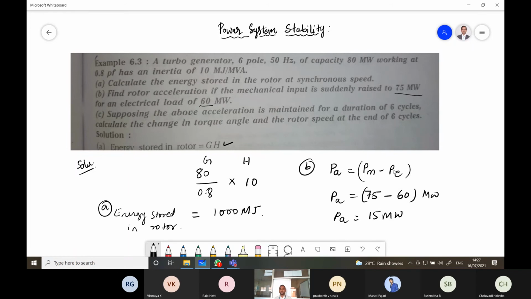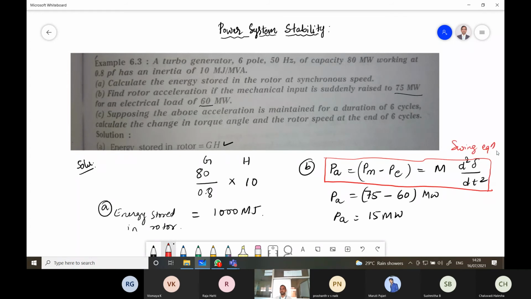So what is your swing equation? M into d square delta by dt square is equal to PM minus PE, which is also equal to the accelerating power PA. This is your swing equation.